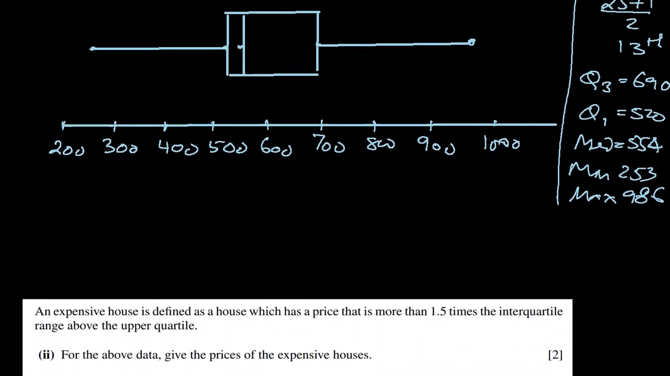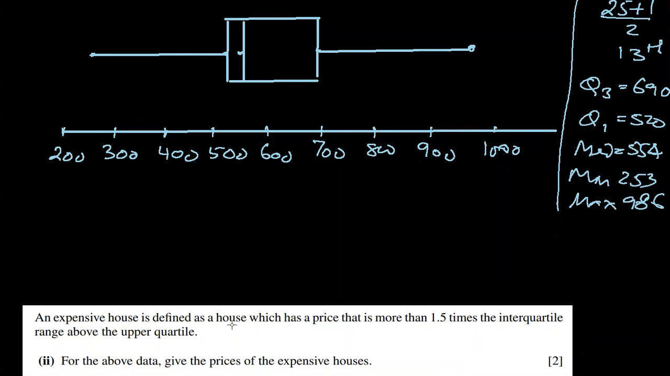Okay, it has more parts. An expensive house is defined as a house which has a price that is more than 1.5 times the interquartile range above the upper quartile. Okay, let's find the IQR first for this question. IQR is Q3, upper quartile, minus Q1, which is lower quartile, which is 690 minus 520. 170 is the IQR.